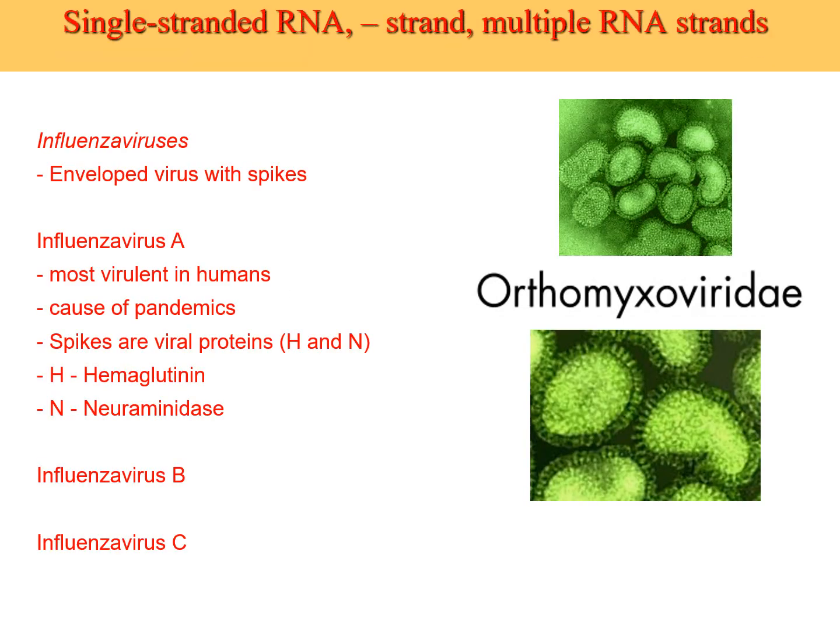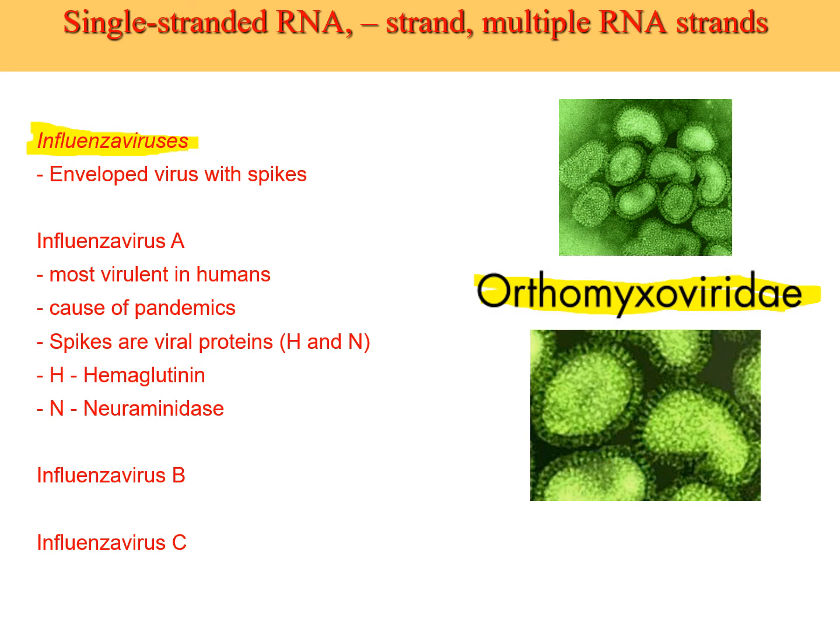Okay. Here's one family I would like you to know, the orthomyxoviridae. That's the family of viruses, and the key members that cause disease in humans are influenza viruses. They have an envelope, and the envelope has viral spikes embedded in it. Here you see a nice diagram showing all of these on the surface. The spikes are embedded in the membrane, and you can see quite clearly in this electron micrograph the individual spikes.